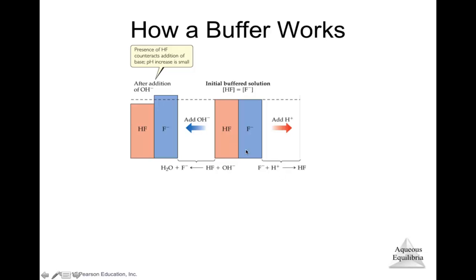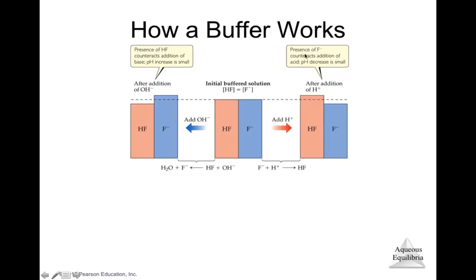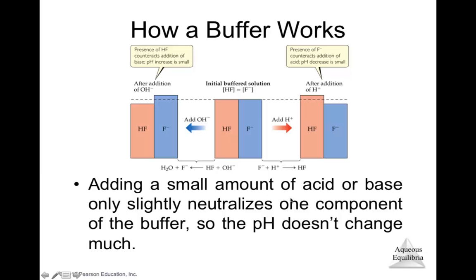So that means that the concentration of fluoride will decrease and the concentration of the acid will increase. And that's what we can see here. And in the same way, the presence of the fluoride counteracts the addition of the acid, and this decrease in pH will also be really small. It's not going to be that dramatic. So adding a small amount of acid or base only slightly neutralizes one component of the buffer. So the pH doesn't change much.